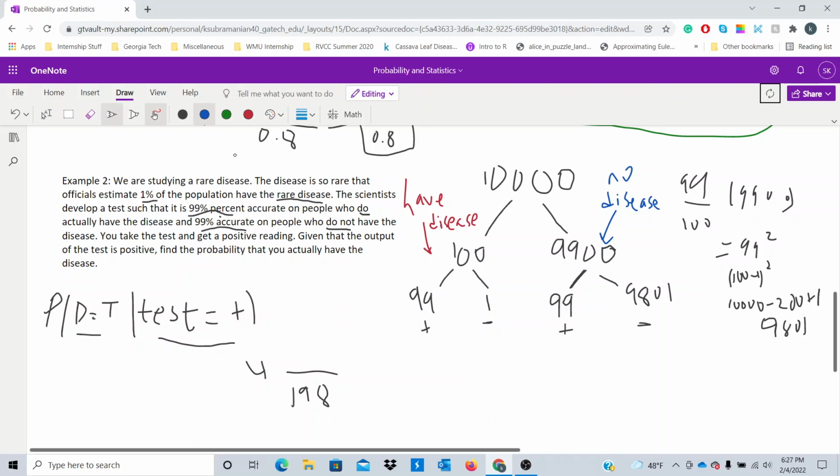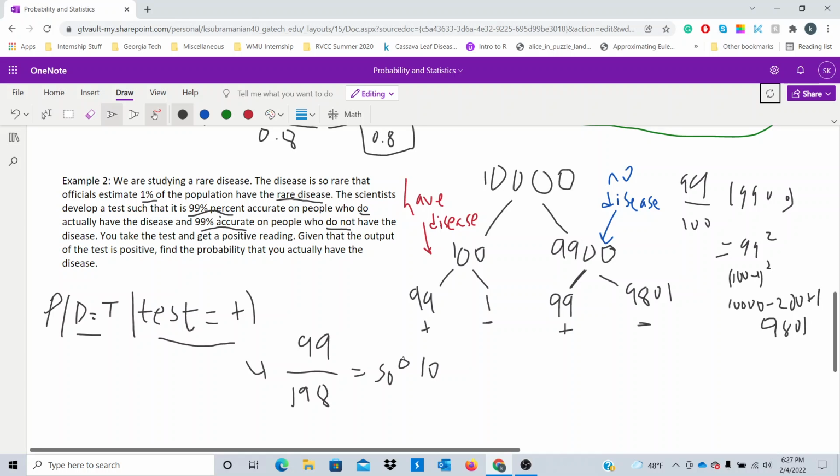Okay, so there are 198 people who test positive, right? Now, 99 of them have the disease. So the probability of you having the disease, given that you test positive, is actually 50%. It's kind of shocking, right?